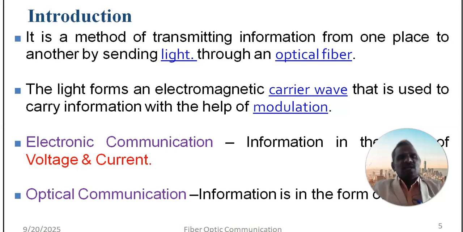The light is the electromagnetic carrier wave that is used to carry information with the help of modulation. Here the light will be in the form of an electromagnetic wave, both electrical as well as magnetic. In general, electronic communication deals with information in the form of voltage and current, whereas optical communication will be in the form of light. That is the main difference between normal electronic communication and optical communication. We will see the comparison in the last slide.